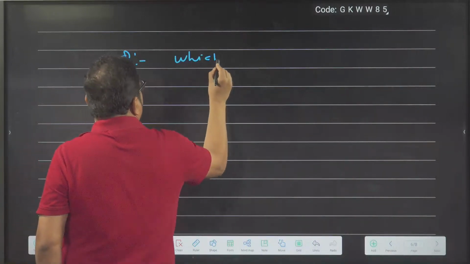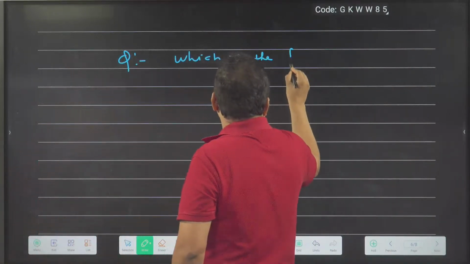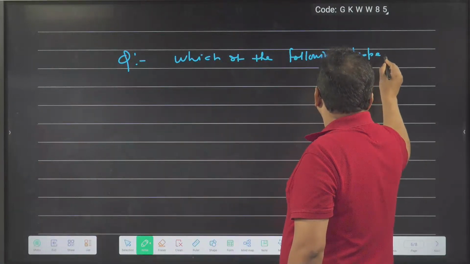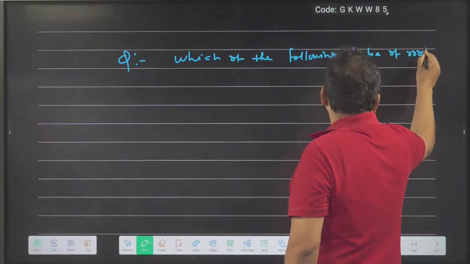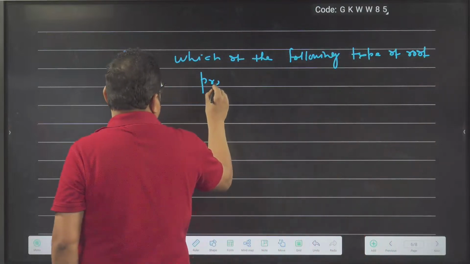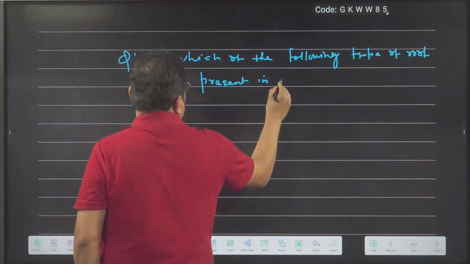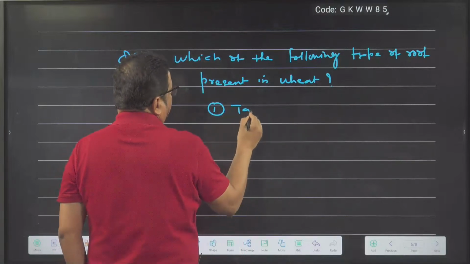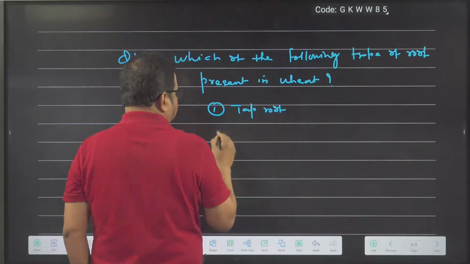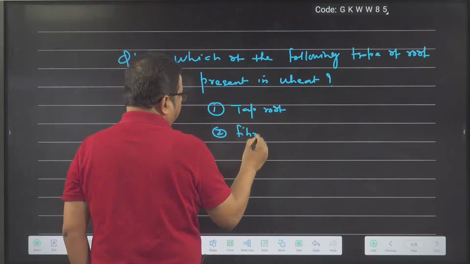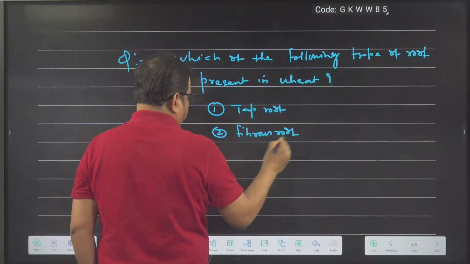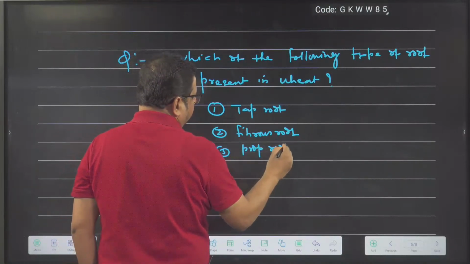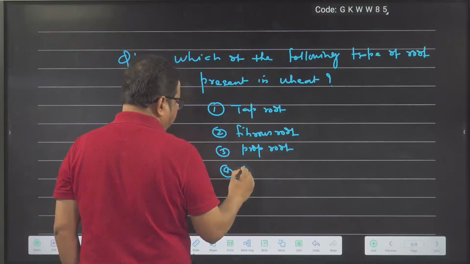Which of the following types of root is present in wheat? First option, taproot. Second option, fibrous root. Third option, prop root. And fourth option, adventitious root.